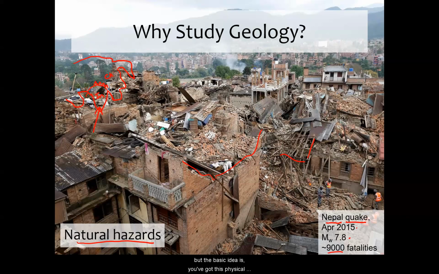But the basic idea is you've got this physical pushing that's happening where India and China are pushing together, building these mountains, and also causing these earthquakes to happen here as well. That is what caused this particular earthquake and what causes a lot of earthquakes to occur in this region. So geology can tell us, one, that these earthquakes are going to happen in certain spots that are related to what's going on at Earth's surface.